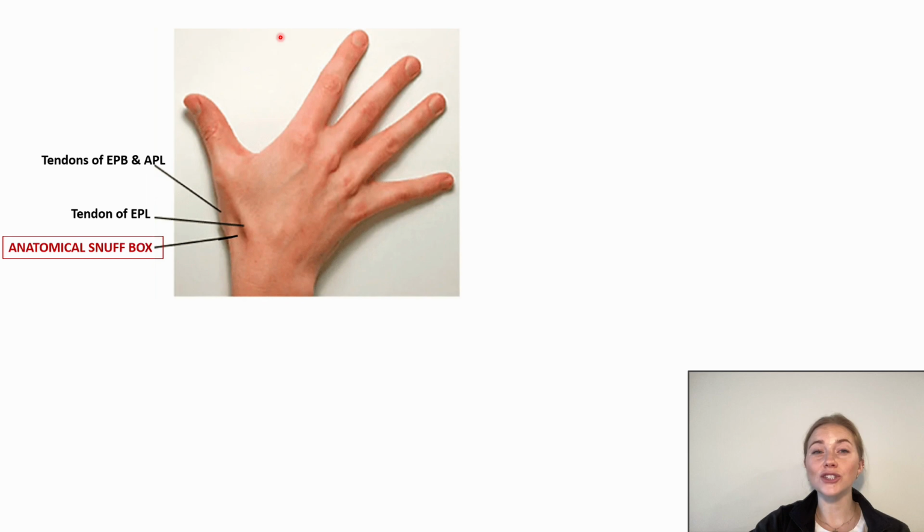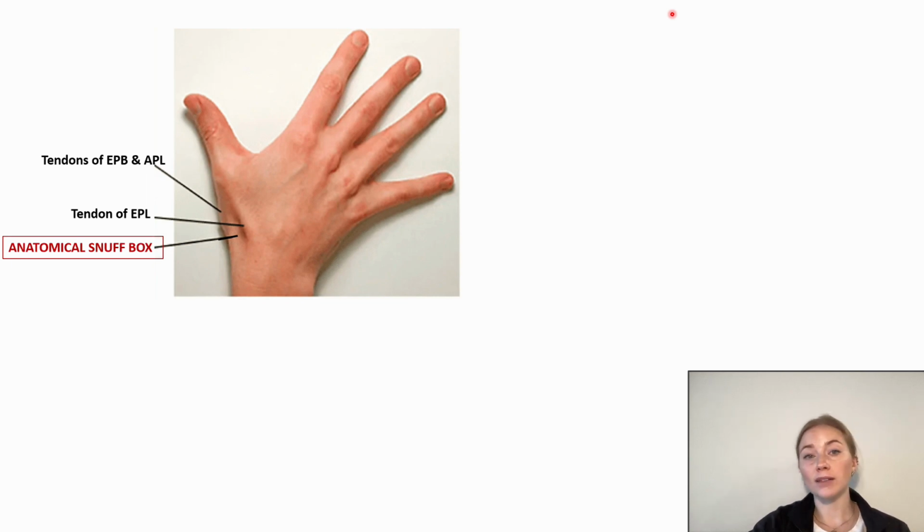However, sometimes it is not so easy to identify scaphoid fractures. Often patients present with no obvious fracture on the x-ray, but significant pain in the area between the extensor pollicis longus tendon and then the extensor pollicis brevis and abductor pollicis tendons. So right in this area here, that's what's called the anatomic snuff box, and it's just overlying the scaphoid.